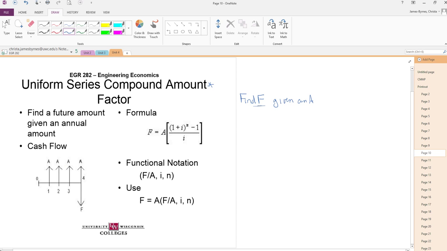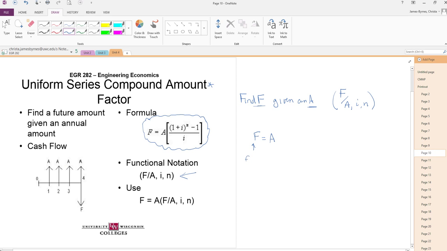So find F given A. If we think about how we do functional notation, that means find an F given an A at an interest rate or an N. So there's our functional notation right there. You can look in the book and see how this formula is derived. Now all of a sudden that functional notation kind of makes sense, right? F is equal to A times F given A, I N. Find an F given an A.